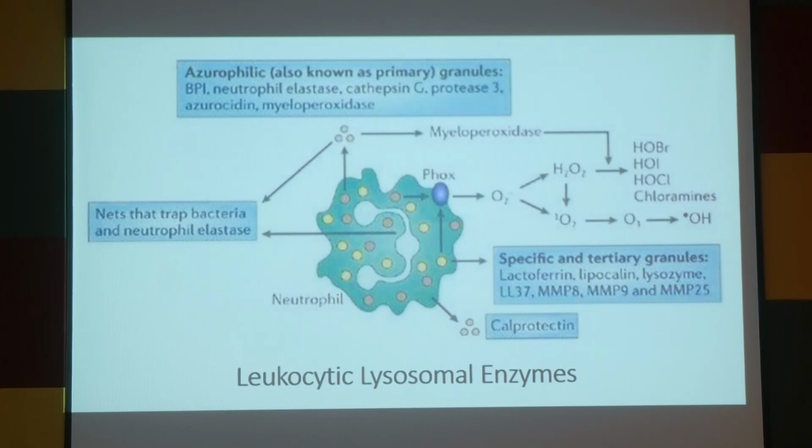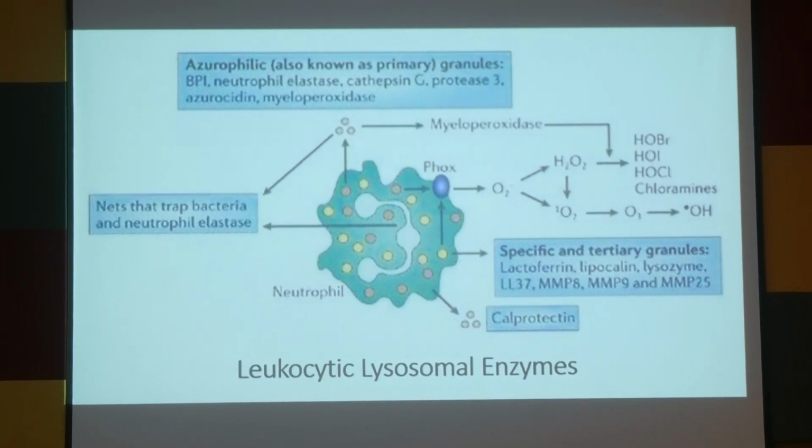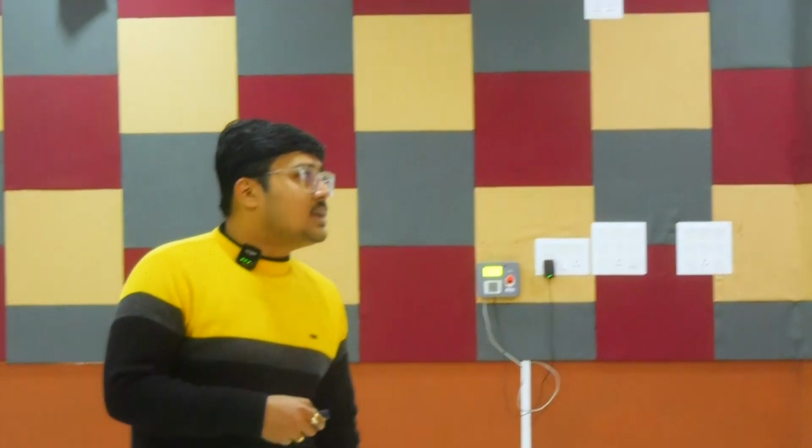Bactericidal function, okay? Neutrophil elastase, cathepsin G, protease 3, myeloperoxidase. I told you at the start of the class, that is the acidophilic or primary granules. These enzymes have a role in bactericidal action, or killing the bacteria by the process of phagocytosis, okay? Cell killing. Specific and tertiary granules contain lactoferrin, lysozyme, lipocalin, and MMP6. All the other granules contain other enzymes, okay?